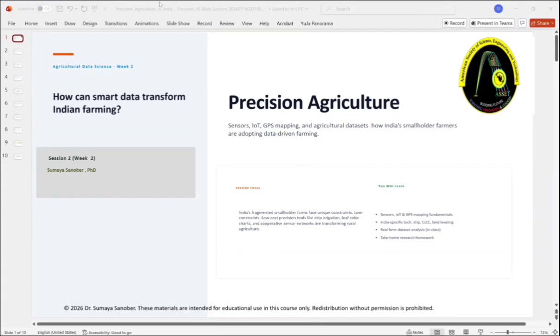Therefore, our focus today is on affordable and practical technologies, including drip irrigation, soil sensors, leaf color chart, weather monitoring, and shared sensor network. Our focus is to check an affordable and practical solution that could provide ease to the farmers who are working on a very low scale business.